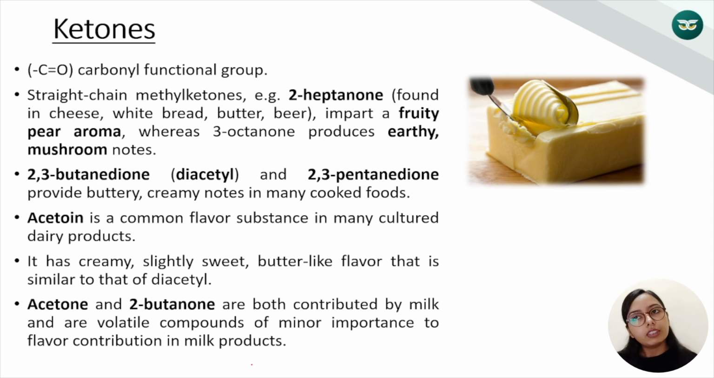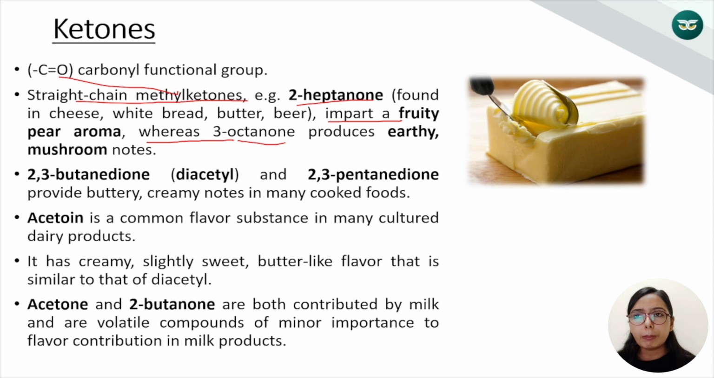Now coming to the next flavoring compound, which is ketone, which has the C=O carbonyl functional group. So the straight chain methyl ketones, for example 2-heptanone, which is found in cheese, white bread, butter and beer, impart a fruity pear aroma, as well as there are certain other ketones such as 3-octanone, which produce an earthy mushroom note.